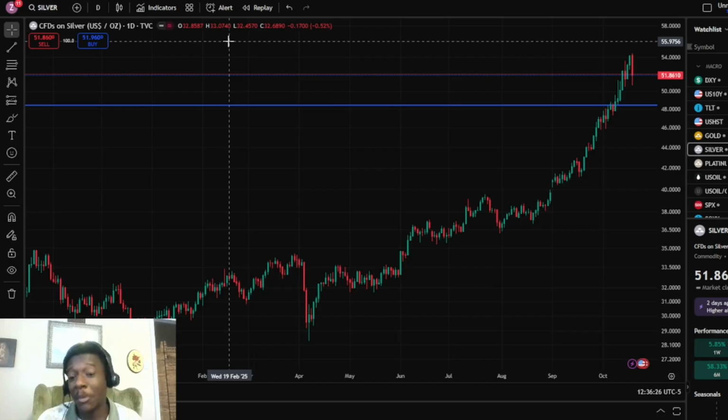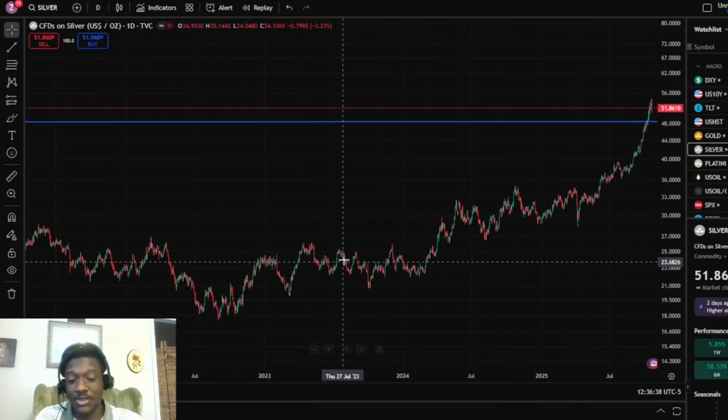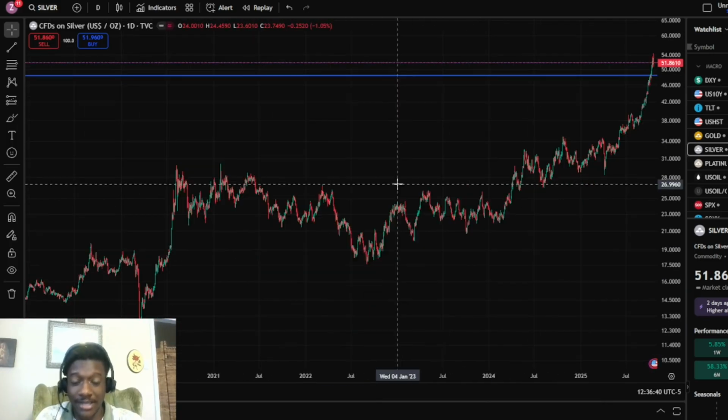Okay, it probably is gonna do a retest. It's kind of overdue. But what do you do at the retest? You buy. You buy the retest. Then you just hold, and then you just wait for silver to get 100, 200, $300 an ounce, and it's gonna be a fun ride.